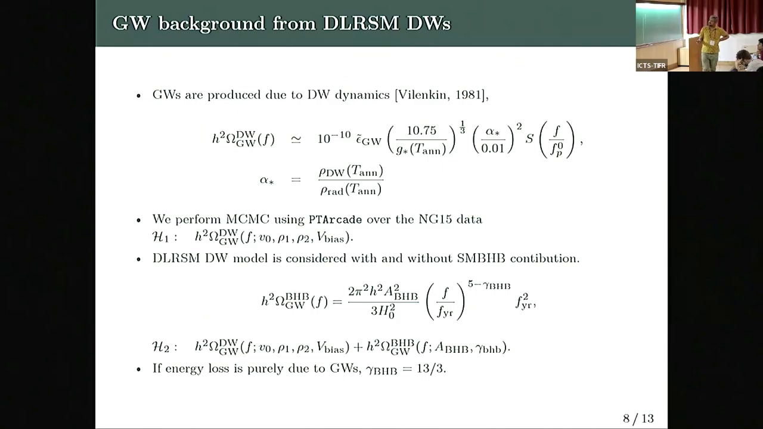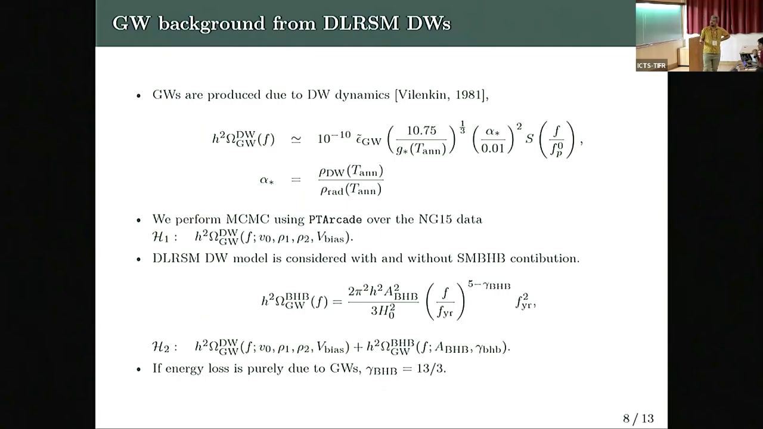Okay, this is a shape function, which goes as f cubed for lower frequencies and as 1 by f for higher frequencies. And this alpha star is basically the rho domain wall normalized by the radiation density at the annihilation temperature. So what we have done is that, for each of the parameter values, we now have this omega domain wall gravitational wave spectrum with us.